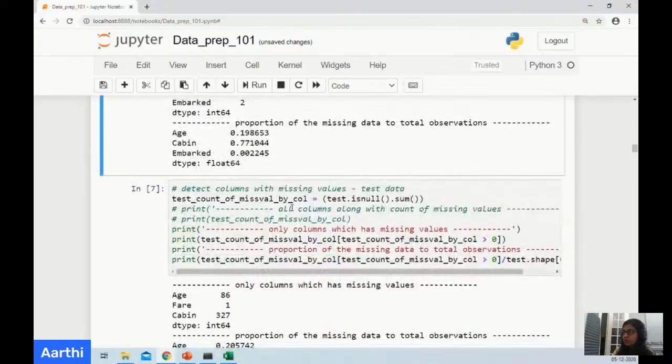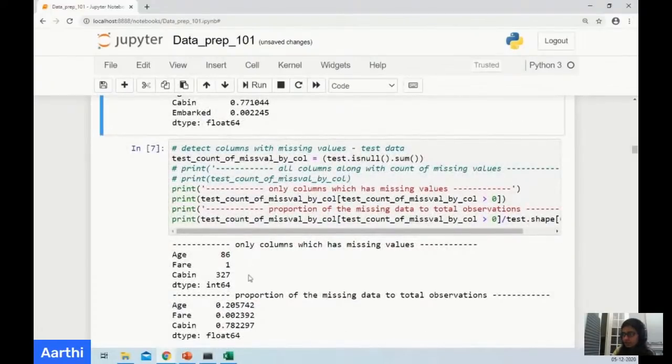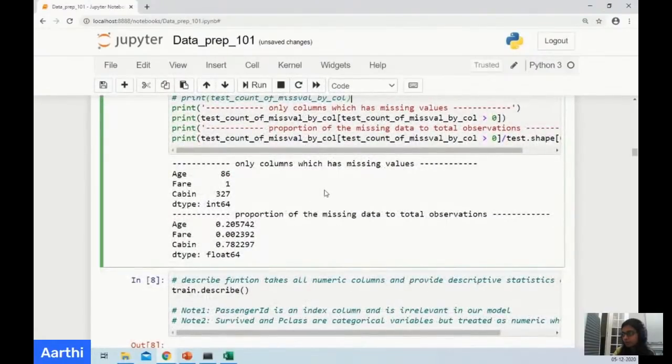We do the same analysis on the test data as well, to understand whether there are any missing values in the test data which we need to impute before we load it into our model.